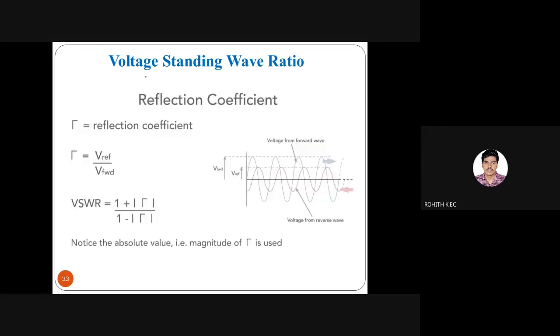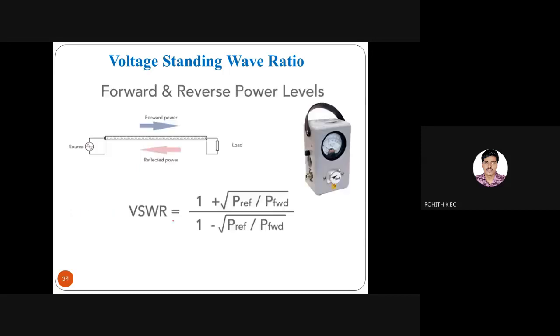Okay. And we can also compute the standing wave by using the reflection coefficient, which is the ratio of reflected wave divided by forward wave. Now you can see in this diagram, this is the forward wave. This is the reflected wave. You can see there will also be some phase shift between the forward wave and reflected wave. And the reflection coefficient tells us the ratio of the reflected wave with respect to the forward wave. Using the reflection coefficient, we can also compute the VSWR value, which is equal to 1 plus magnitude of gamma divided by 1 minus magnitude of gamma, right? And using power meters, we can also compute VSWR by using the forward power and reflected power. Okay, so that's about VSWR calculation using power levels.